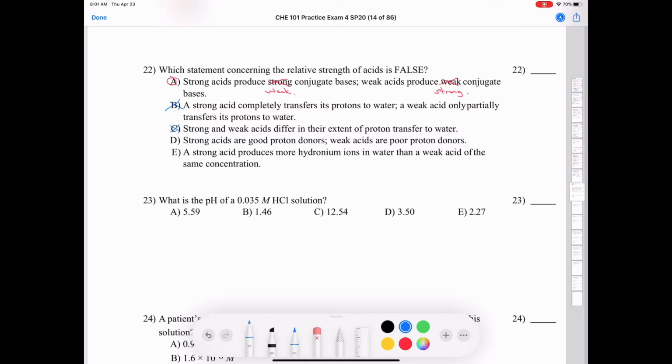D, strong acids are good proton donors, weak acids are poor proton donors. That's true. And then the last one, a strong acid produces more hydronium ions in water than a weak acid, of course. There we go. So the answer for 22 is A.